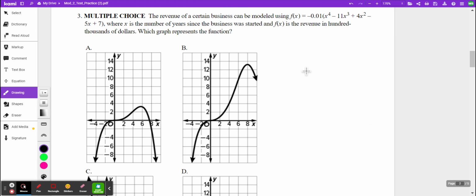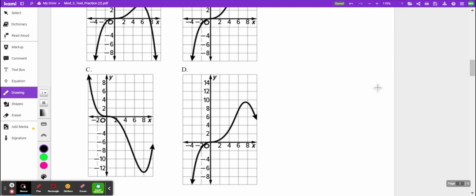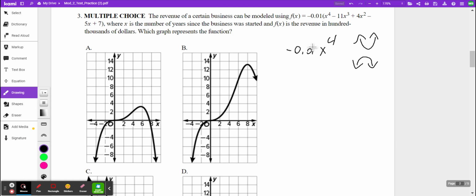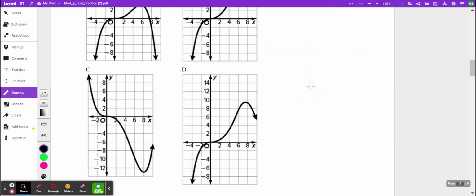So, question 3. It says the revenue of certain businesses can be modeled in here. Which graph represents the function? So I look at it right now and I see, hey, wait a second here. I'm going to have negative 0.01x to the fourth power right here. It's either going to be going up like that or it's going to be going down like that. So I can cross off C because looking at it, it's negative. So it's going to go down, not up.